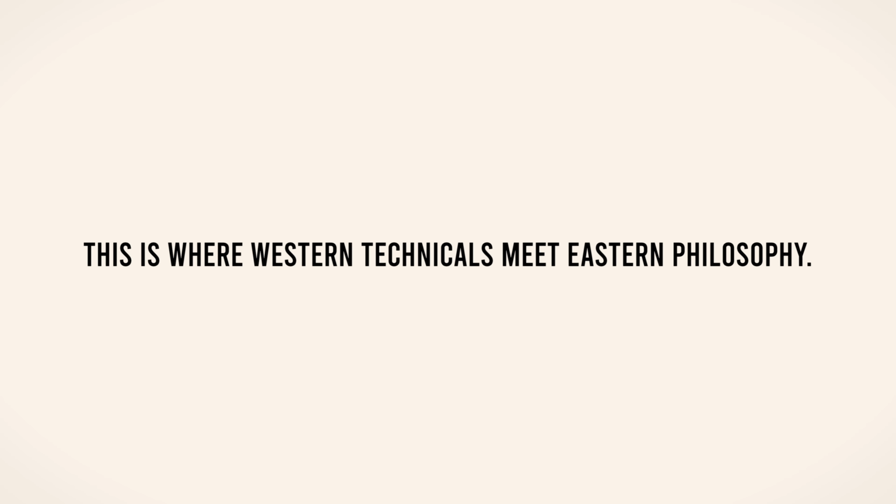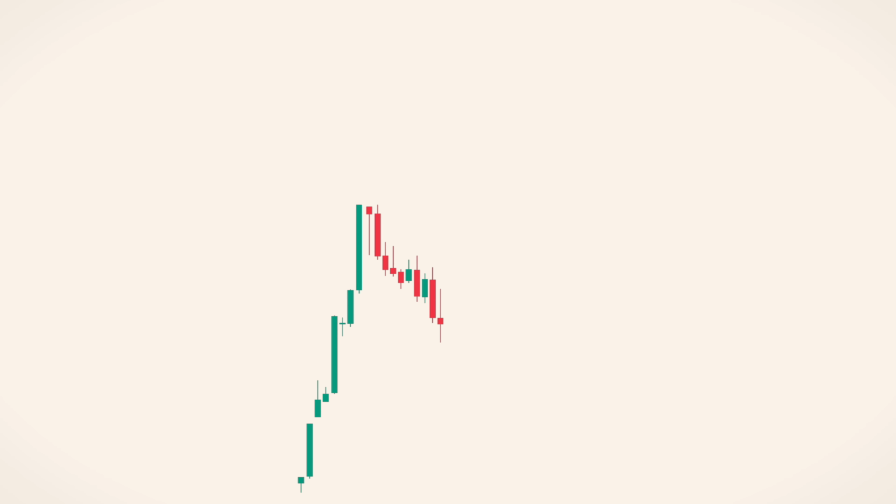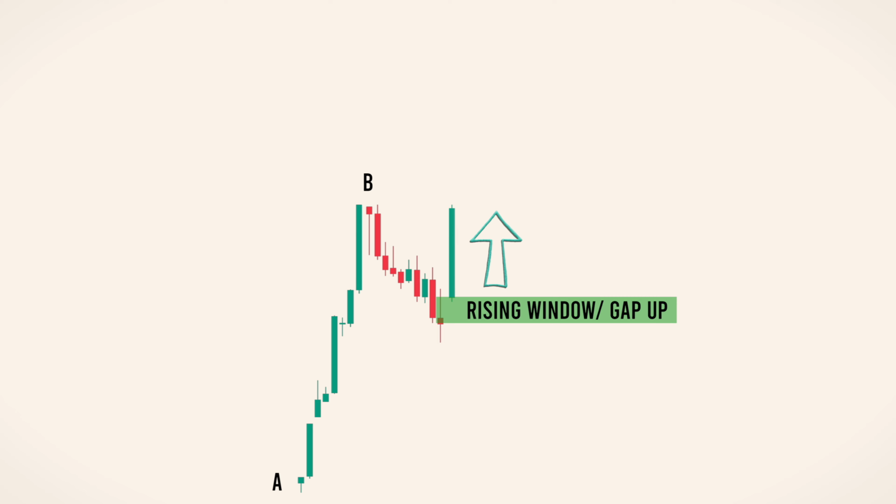This is where Western technicals meet Eastern philosophy. Let's look at an example where a stock rises from A to B and then takes a breather for a week. If a rising window, a gap up, opens after this consolidation, it does two vital things. 1. It confirms the trend is shifting north again. 2. The window itself becomes a floor or potential support.